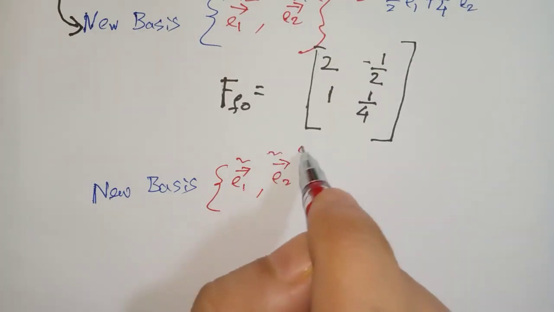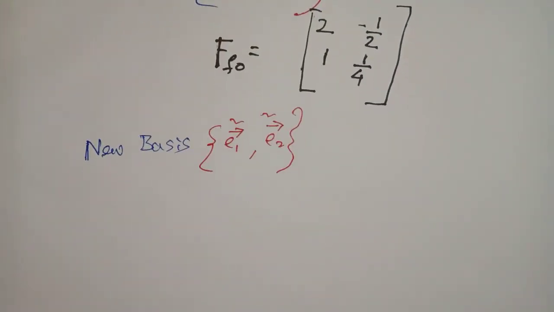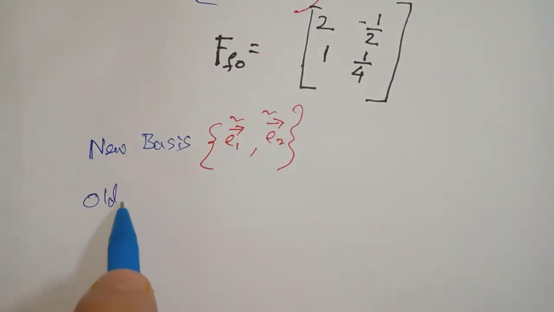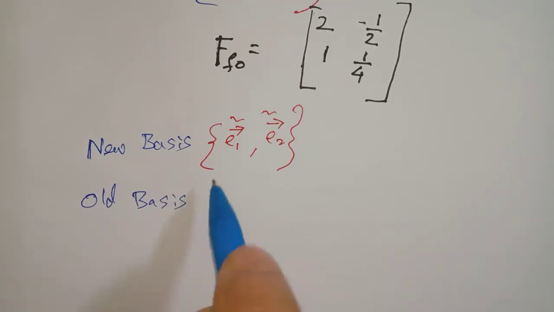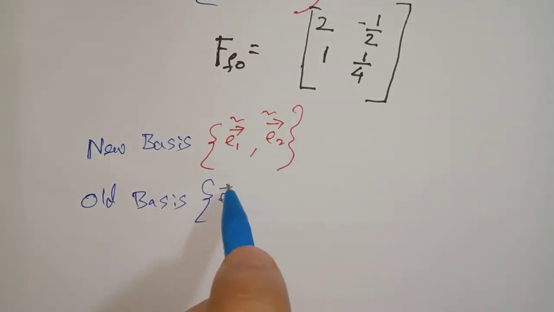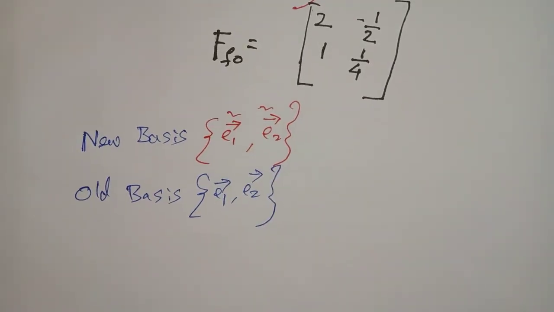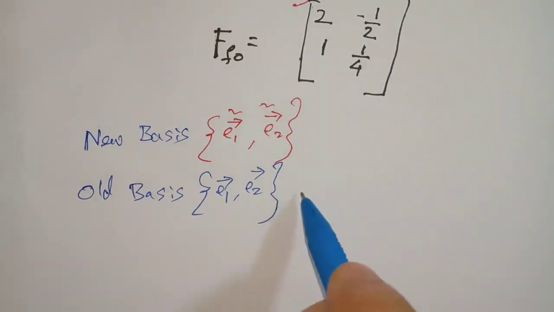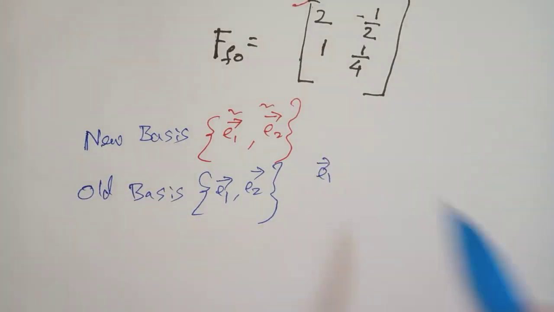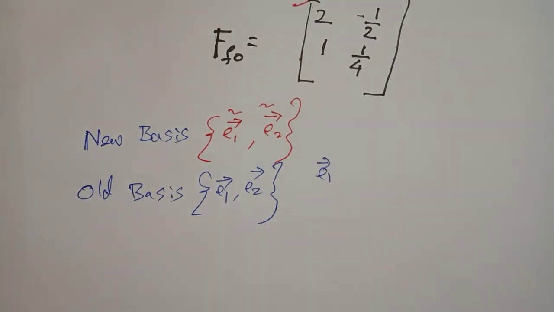This would be the one, and the old basis vector would be the blue one. So we write the old basis as E1, E2, right? And what we are going to do is that we are going to take forward the E1 vector from the old, this is from the old to the new one. So what we can write over here, let me write the E1 and E2 first.